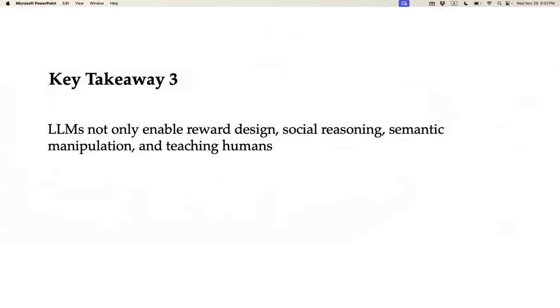But there's also the second view, which is maybe you could tap into existing LLMs and VLMs because they have a lot of context. They could do social reasoning. They could do semantic manipulation. They could teach humans. They could tap into internet scale data, and that is really wonderful.